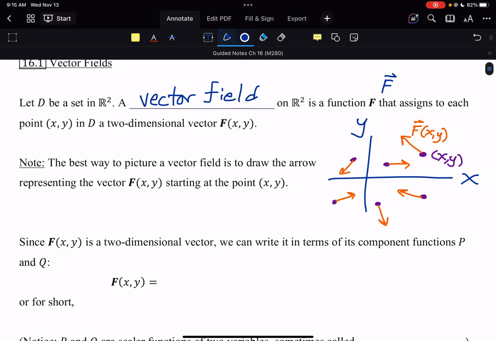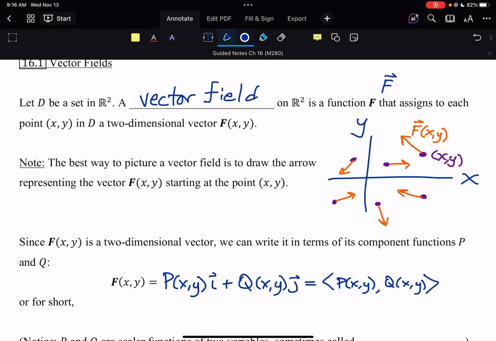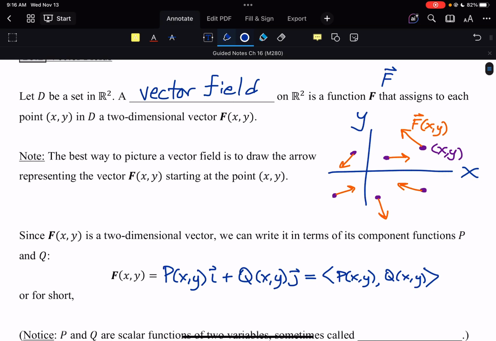Since F(x, y) is a two-dimensional vector, we can write it in terms of its component functions, P and Q. So we say F(x, y) is equal to P(x, y) i plus Q(x, y) j. Or if we like the component form better, that's P(x, y) in the first component, Q(x, y) in the second. But we will often use just the shorthand of F equals P i plus Q j.